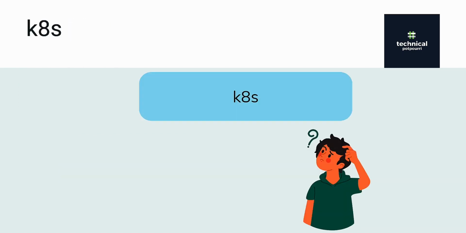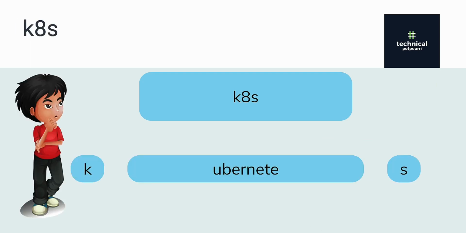Let's talk about K8s. What is K8s? We always hear Kubernetes and people refer to it as K8s. K8s is nothing but the first letter K and the last letter s, and in between we have 8 characters. So that's why it's called K8s. It's just a funny fact which I thought I'd share with you.